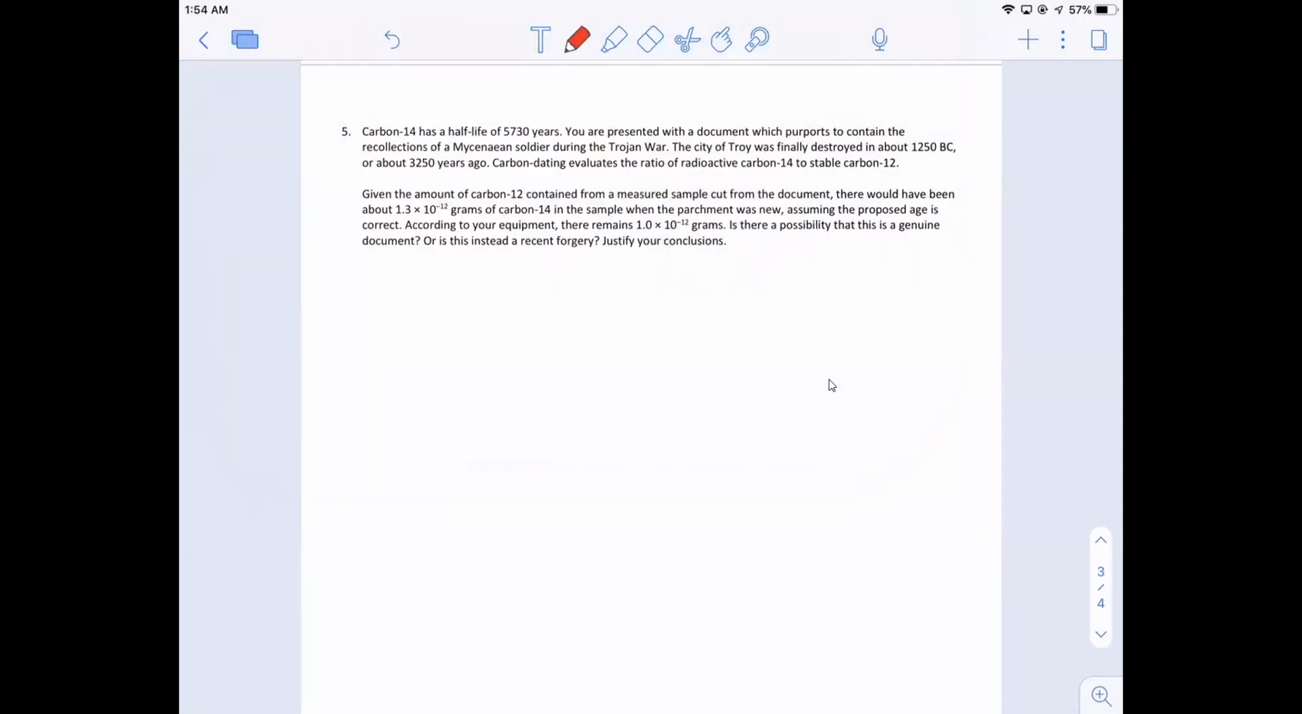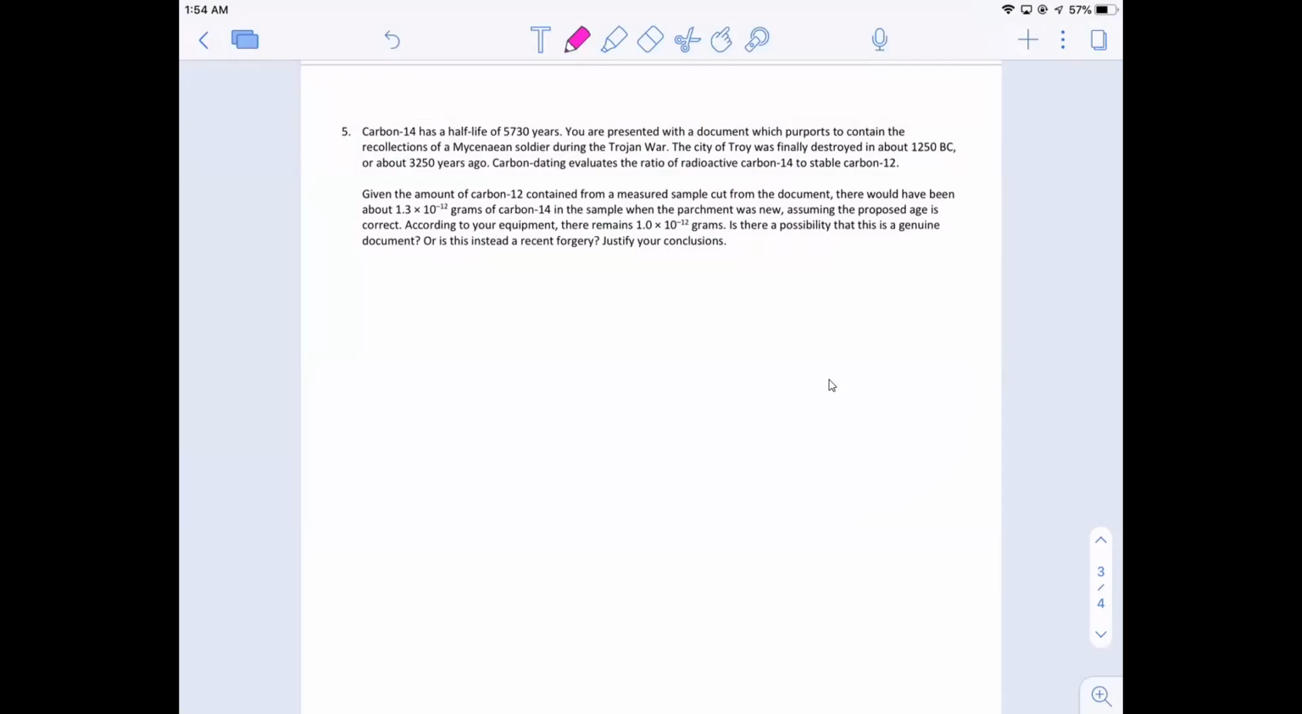So half-life. All right, carbon-14 has a half-life of 5,730 years. You're presented with a document which purports to contain the recollections of a Mycenaean soldier during the Trojan War. The city of Troy was finally destroyed in 1250 BC, or about 3,250 years ago. Carbon dating evaluates the ratio of radioactive carbon-14 to stable carbon-12. By the way, I did not make up this question, if you can't tell. I got this from, I think, Purple Math.